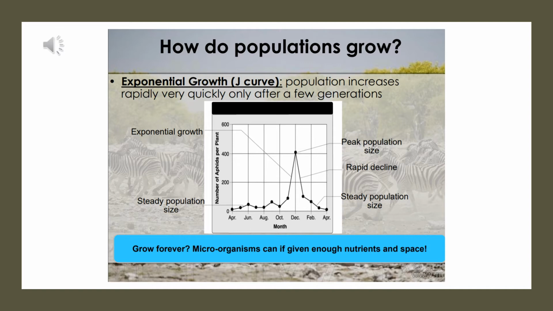Exponential population growth occurs when resources are unlimited and the population size increases at a rapid rate. The graph below shows a period of exponential growth that aphids experienced. Aphids are small insects that feed on plants. The best example of exponential growth is seen in bacteria. Reproduction for many species takes about an hour.